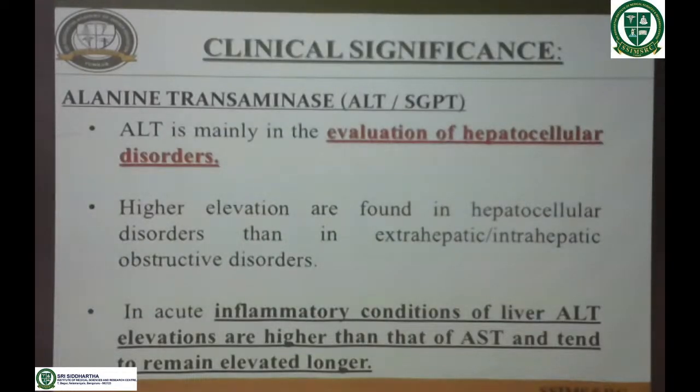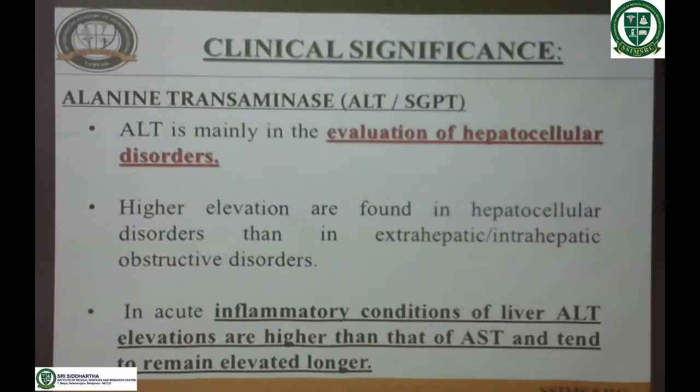When it comes to clinical significance, alanine transaminase, or SGPT, helps us in the evaluation of hepatocellular disorders. High elevation of these enzymes is mostly found in extrahepatic and intrahepatic obstructive disorders. Elevated concentration of SGPT can also be seen in hepatocellular disorders. Even in acute inflammatory conditions of the liver, ALT elevations are higher than AST, and they tend to remain elevated longer.